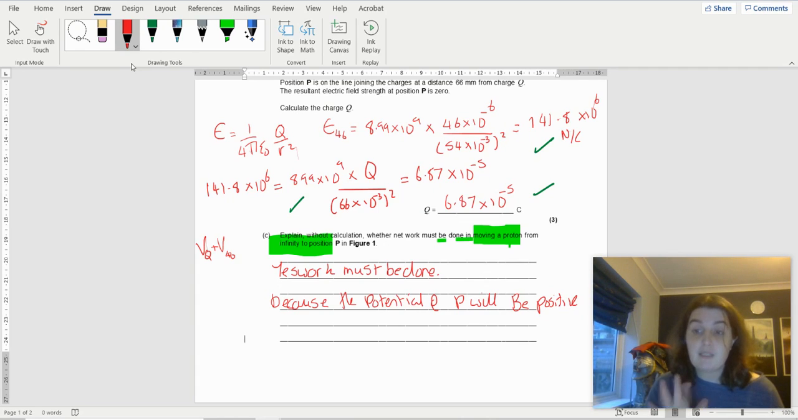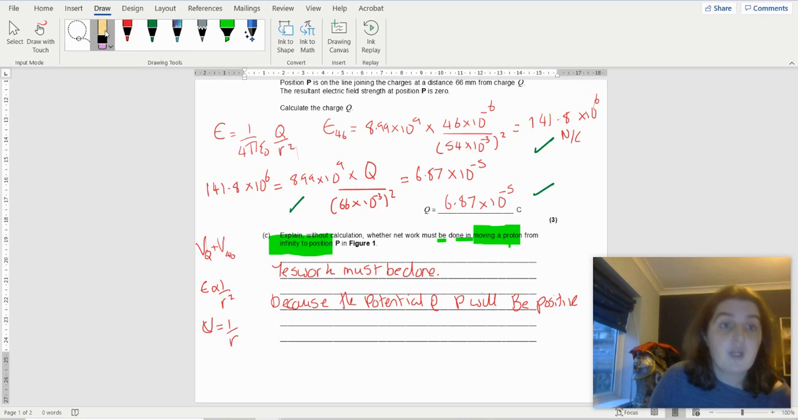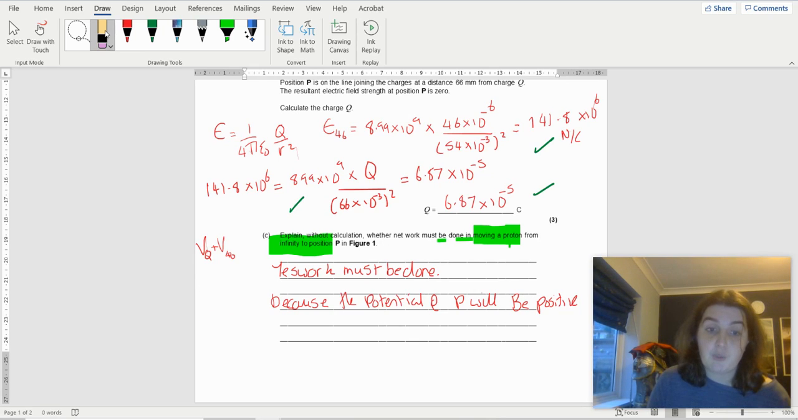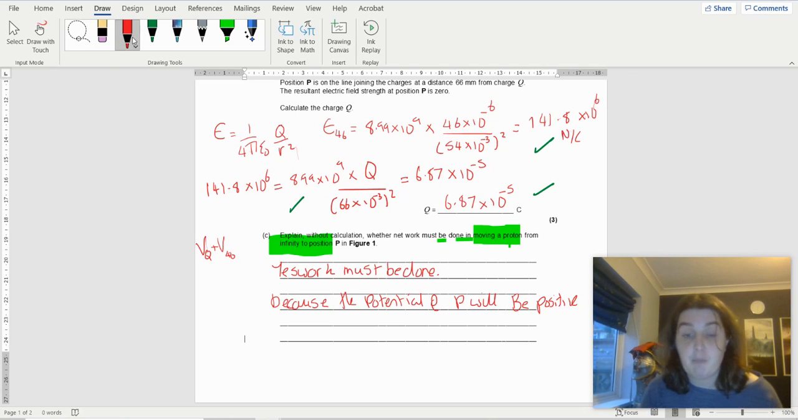Just because something has 0 field strength at that point does not mean there is 0 potential at the point, okay? Field strength is directly proportional to 1 over r squared, and potential is proportional to 1 over r. So they decay at different rates. Therefore, even though there is 0 field strength there, there is still work to be done to move something back or forth in that field. Okay, so yes, work must be done because the potential of P would be positive.